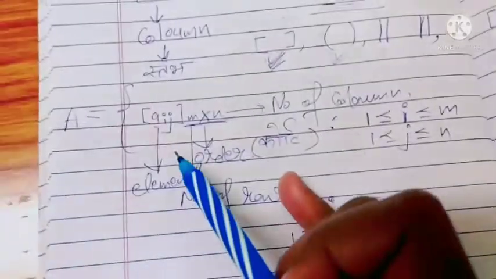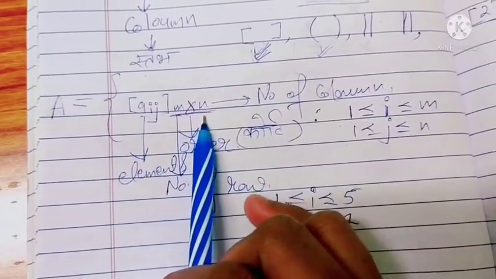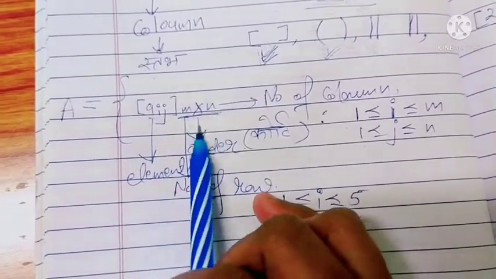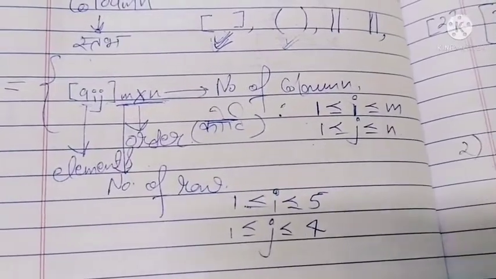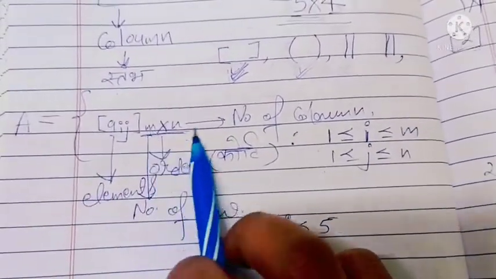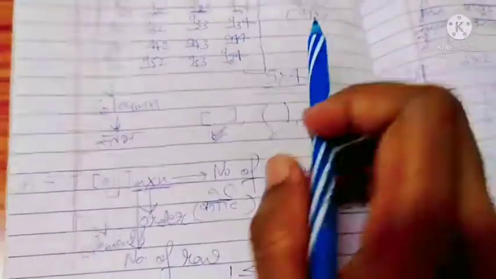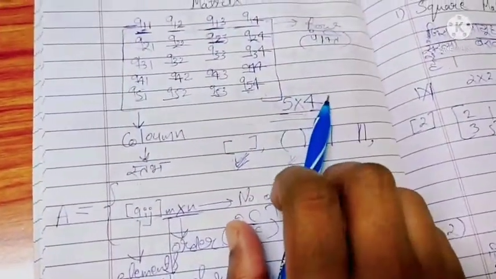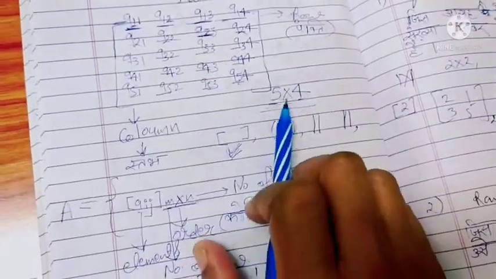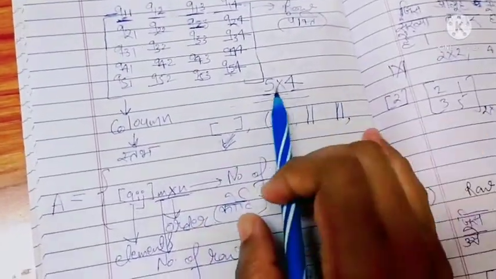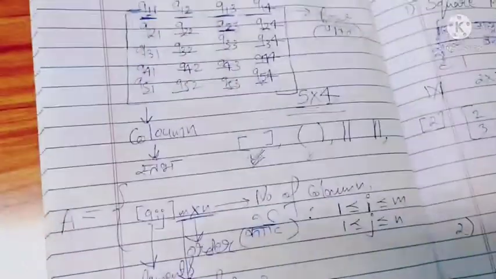So a simple general form of a matrix can be represented as Aij, M cross N, where M cross N is called the order of the matrix. And if we want to find the number of elements in a matrix, we can simply multiply M cross N together. Like it has an order 5 cross 4. If we are asked how many elements there are in this matrix, then we can say directly it has 20 elements. Simply 5 into 4 is equal to 20. Then this matrix will have 20 elements.